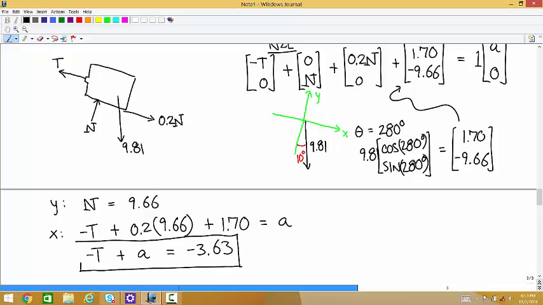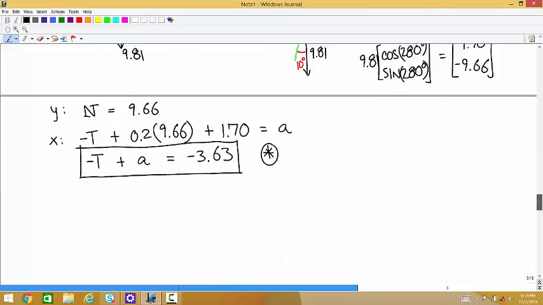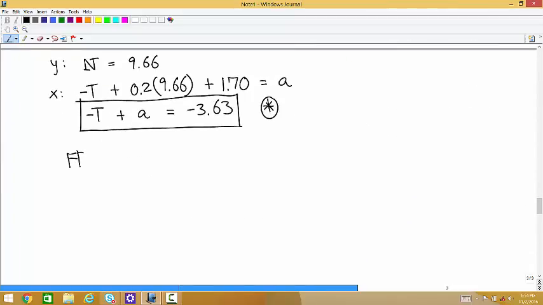And I'm going to call that equation star. Okay, so we can't get any further. We've already used our first equation. So here we are in our second equation. It's one equation with two variables in it. We can't get any farther on that. So now what are we going to do? Now we're going to isolate the hanging mass. And we're going to come up with a second equation, hopefully with these same variables that'll let us solve for this.